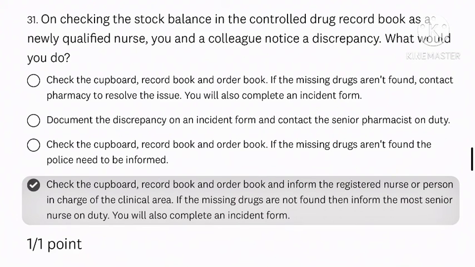On checking the stock balance in the controlled drug record book, as a newly qualified nurse, you and a colleague notice a discrepancy. What would you do? Check the cupboard, record book, and order book and inform the registered nurse or person in charge of the clinical area. If the missing drugs are not found, then inform the most senior nurse on duty. You will also complete an incident form.